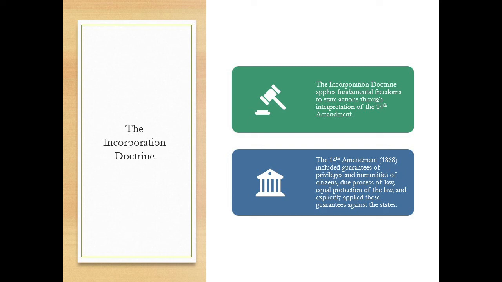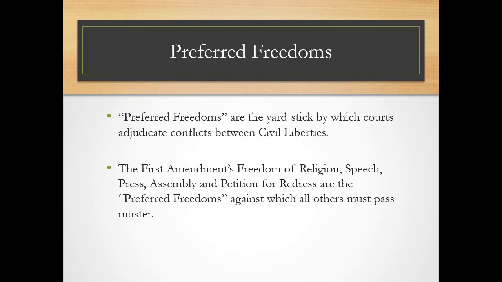What happens, though, when these many freedoms come into conflict? You know, we have due process, we have trial by jury, we have the right to a speedy trial, we have the prohibition against cruel and unusual punishment, we have freedom of speech, freedom of religion, freedom of the press.